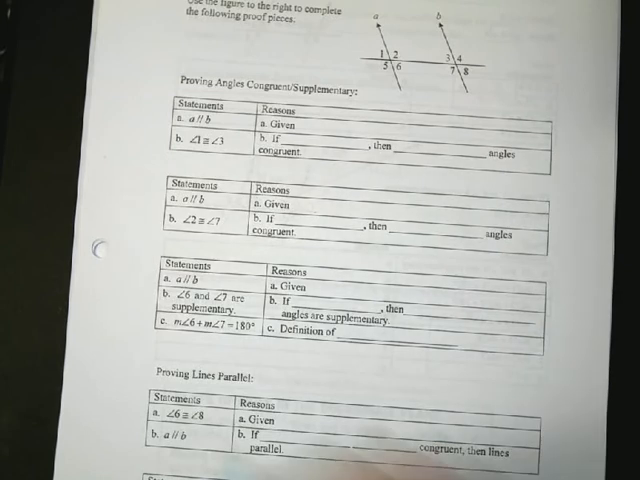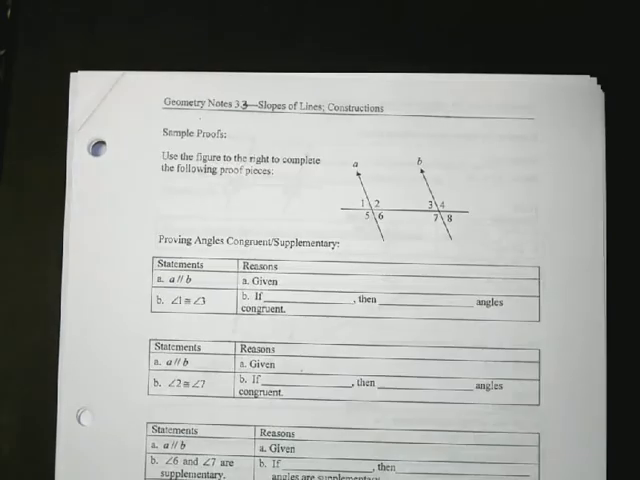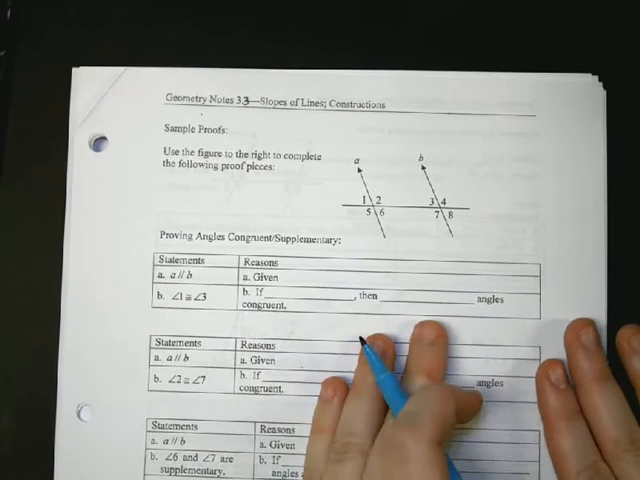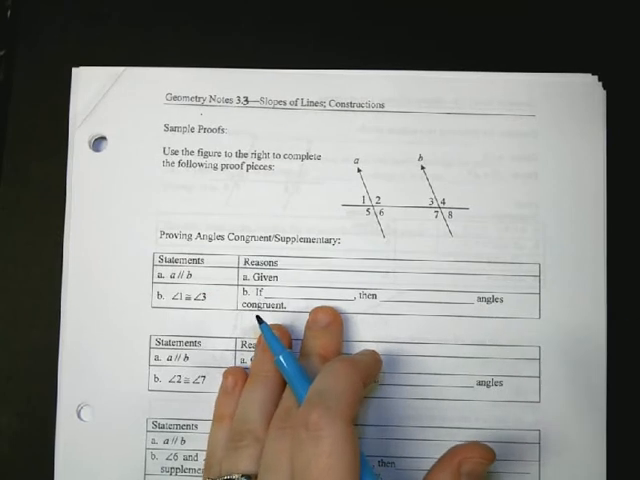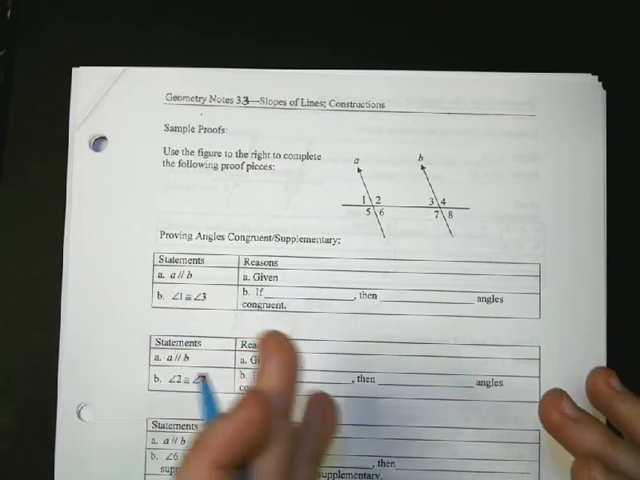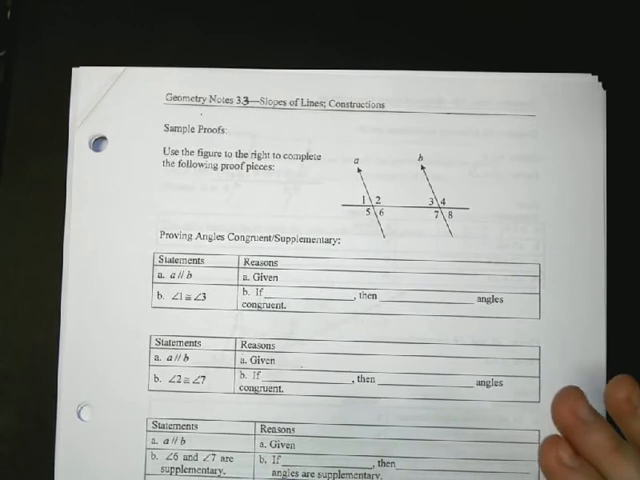So we're on page 41, and we're going to use this figure to be specific in our conditional statements, because you can't just say if those angles are congruent, then the lines are parallel. You need to be very specific. If these lines are parallel, then those corresponding angles are congruent. You know what I mean? You have to name the angle pair relationship. You have to name the lines.